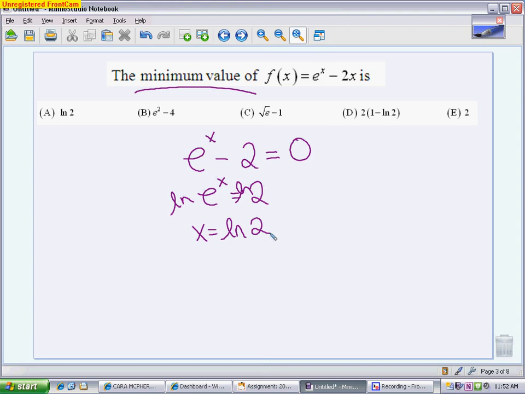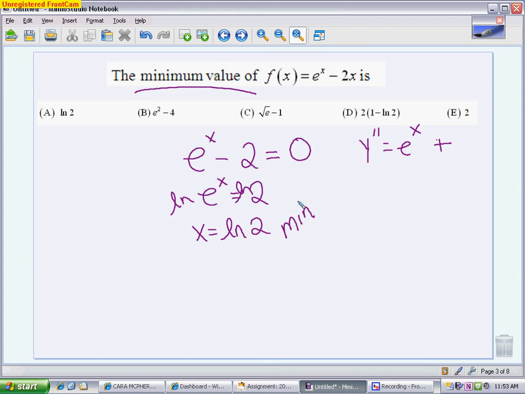If you weren't sure, if you wanted to do a second derivative test, my second derivative would be e to the x, which when I put natural log of 2 in is positive, so that is indeed a minimum. So if you had a couple values and you wanted to see which one was actually the minimum, which one was the maximum, you could do a quick second derivative test. You could set up intervals. In this case, it's the only one I've got, so I'm pretty hopeful that it is the minimum value.